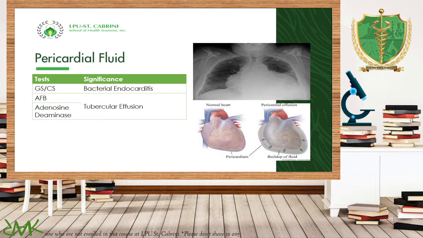Okay? So what are the significant tests for pericardial fluid? For Gram stain and culture sensitivity, of course, that is for bacterial endocarditis. AFB and adenosine deaminase are for tubercular effusion.